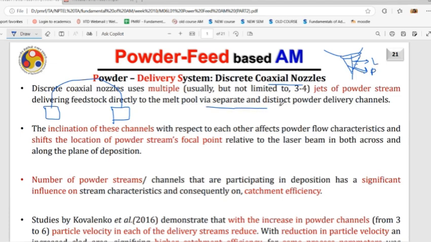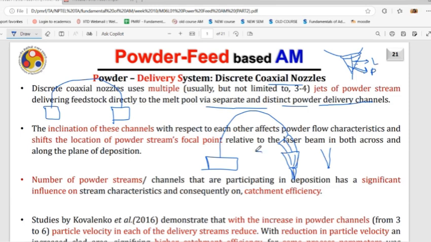The discrete coaxial nozzle uses multiple jets of powder stream to deliver feedstock directly to the melt pool via separate and distinct powder delivery channels. Basically, if this is my nozzle, there is only one powder feeder. One pipe is coming from there, and then it gets separated into three or four channels, and through those channels three or four jets of powder come from the nozzle and converge at a particular point over the build plate where the deposition takes place. I hope it's clear.